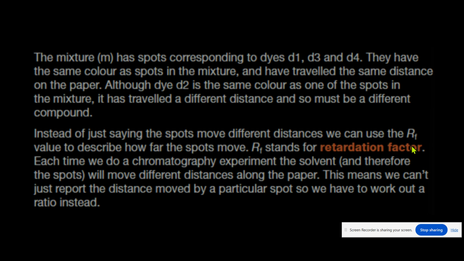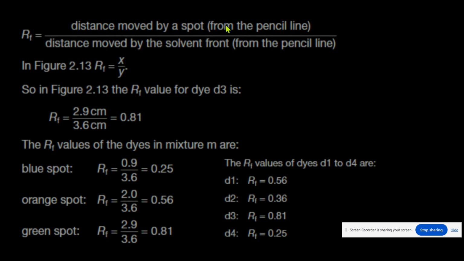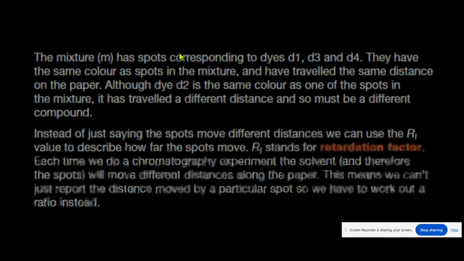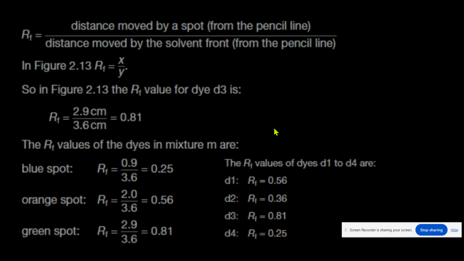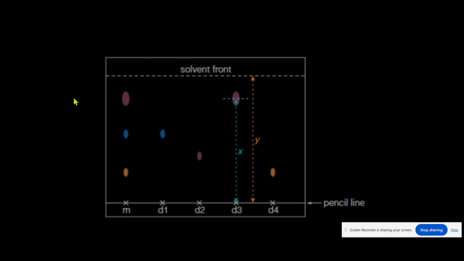And this is going to be significant in your experiment. RF is the distance traveled by the spot over the distance traveled by the solvent. Distance traveled by the spot, distance traveled by the solvent, x over y. And so from this we can figure out the retardation factor. I won't go over this. Actually, let's go over this.